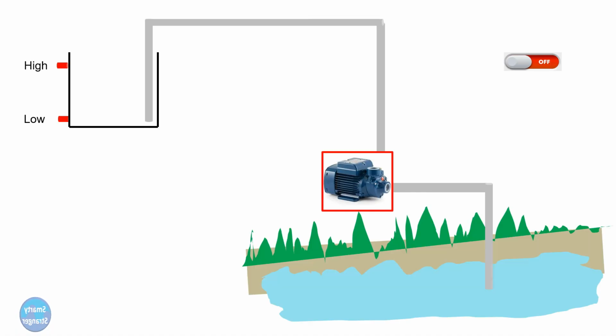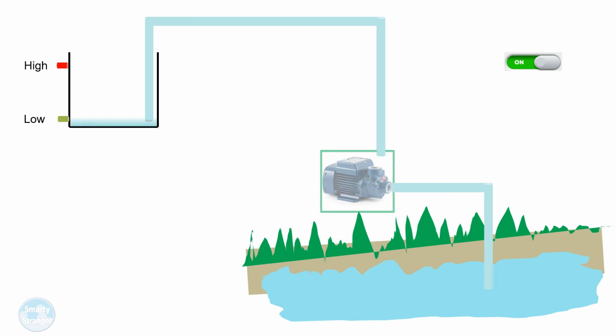Lastly, consider an example. In this example, we have a tank with 2 sensors, low and high. Low level sensor indicates the empty level of tank, and high level sensor indicates the high level of tank. When we switch on our system, low level sensor senses that tank level is low and it gives the command to pump to start.